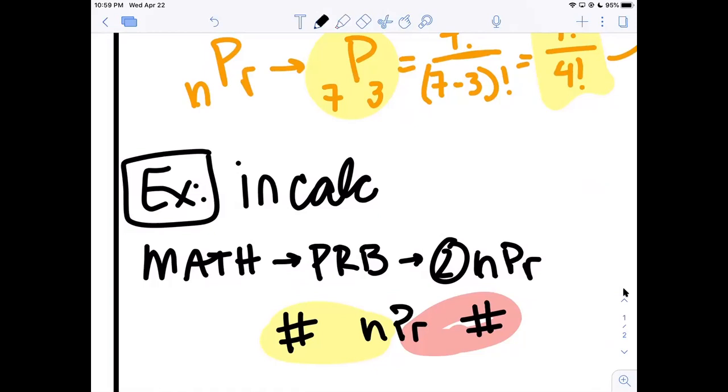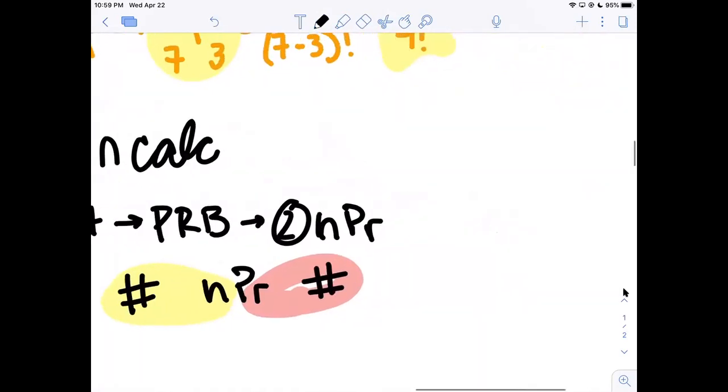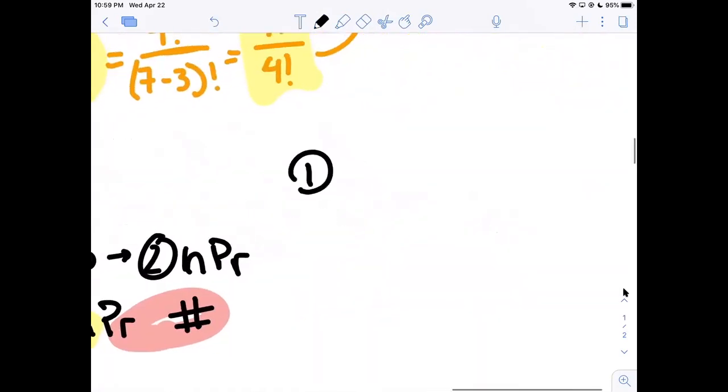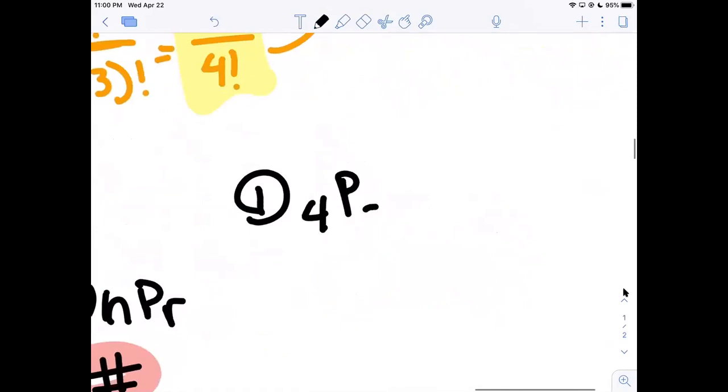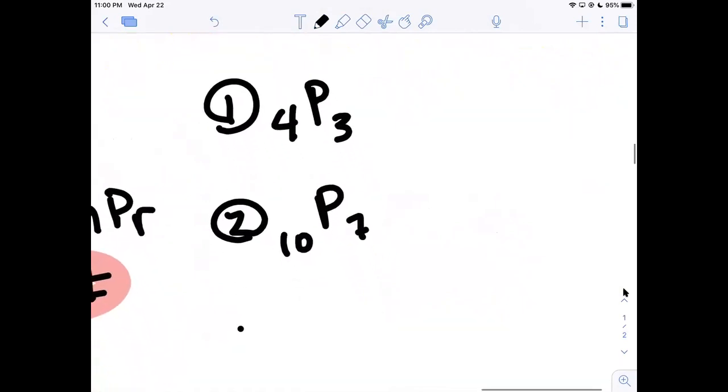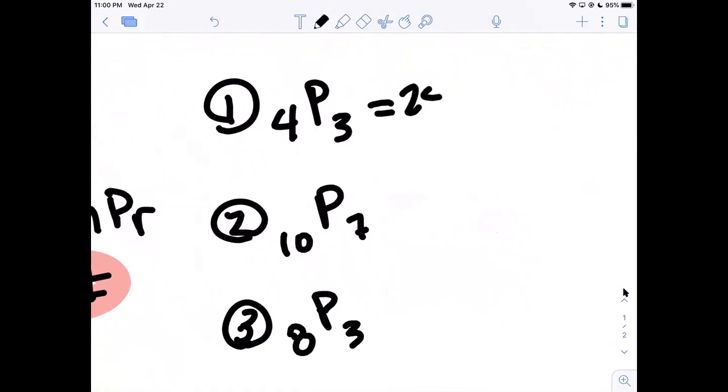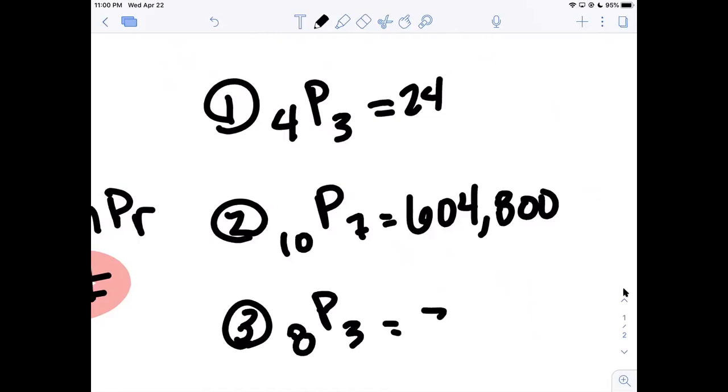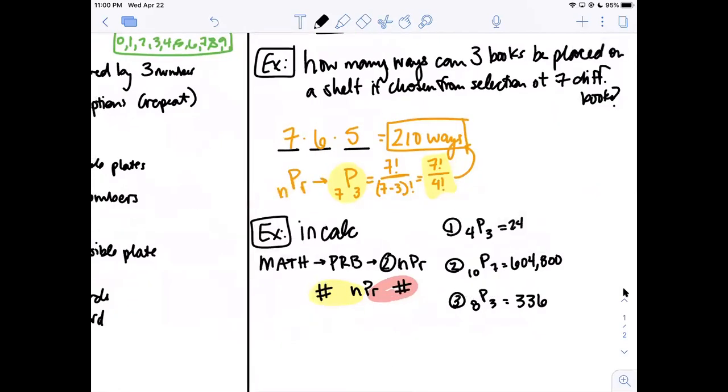I'm going to put a couple examples. I'm going to give you the answers. You're going to try it on your own. And if you need help, you're going to call me. So the first one is 4P3. The second one is 10P7. And then the third one is 8P3. So pause, try this on your own. Okay, welcome back. 4P3 is 24. 10P7 is this number, 604,800, I think. And then the last one's 336. Okay. If you have trouble with those, please let me know.